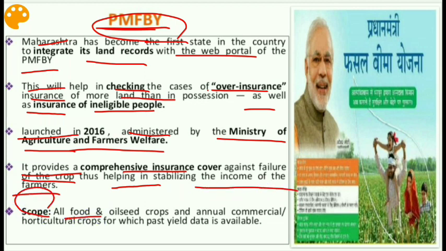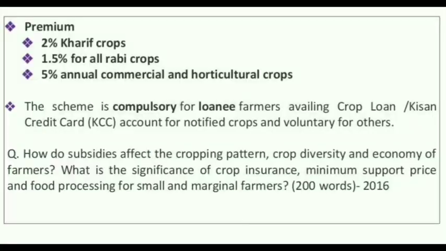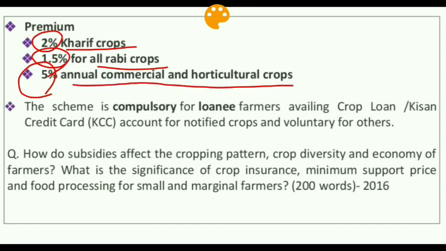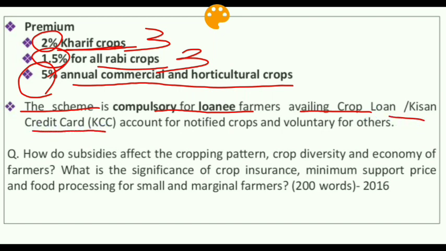Scope: all food and oilseed crops and annual commercial and horticulture crops for which past yield data is available are covered under this. So what is the premium structure? Remember, 2% is for Kharif crops, 1.5% for all Rabi crops, and 5% for annual commercial and horticulture crops. Guys, in the comment box mention 3 famous Kharif crops and 3 famous Rabi crops. The scheme is compulsory for loanee farmers availing crop loans, that is Kisan Credit Card accounts, for notified crops and voluntary for others.